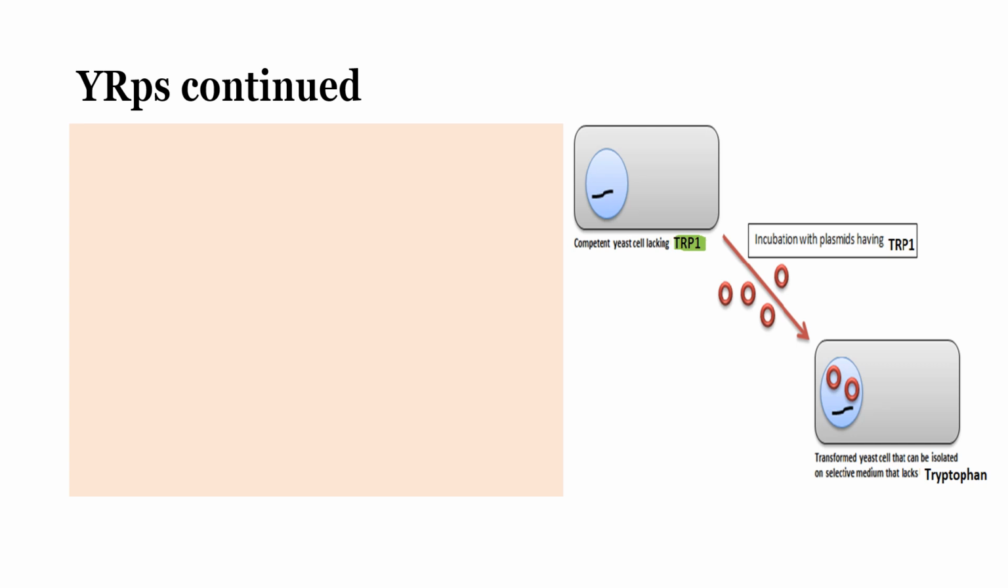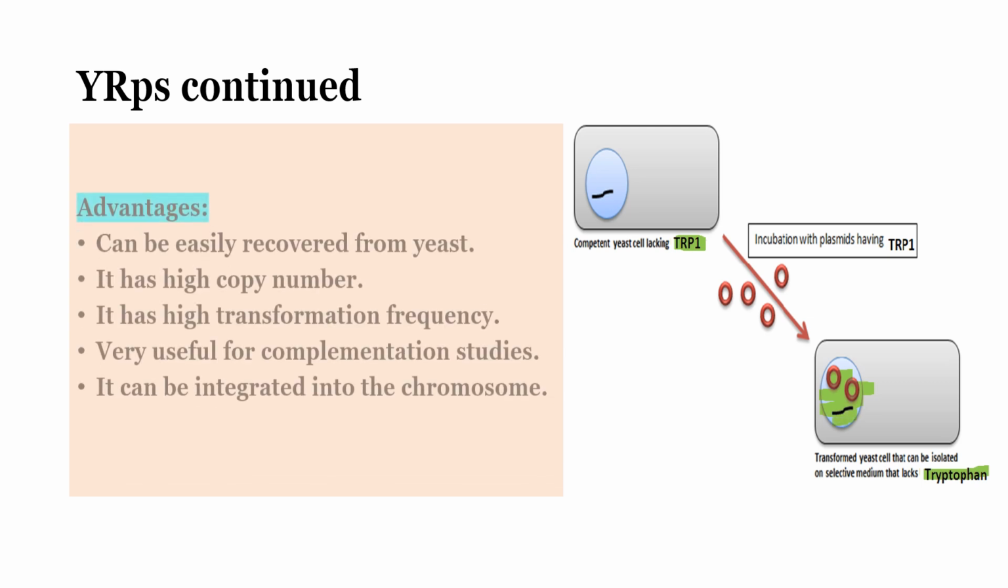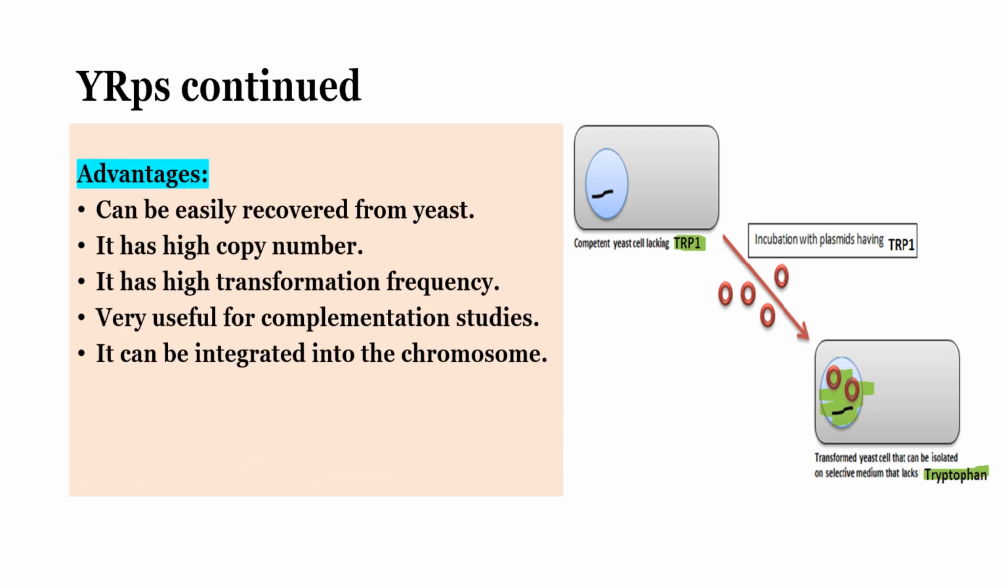We're going to incubate it with the plasmid which contains the TRP1 gene, and then we are going to select it on a media that lacks tryptophan. Okay, now you see only those yeast cells would be able to grow here which contain the plasmid, or which are transformed. Okay, now let's just see some advantages of this plasmid.